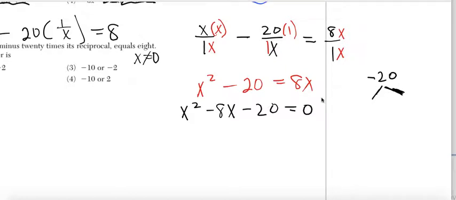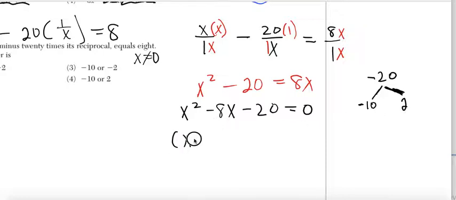So we know they have to have a product of -20 and a sum of -8. So I'm thinking, okay, 10 minus 2 is 8, right? 10 times -2 is -20, but 10 minus 2 would give me +8. So the 10 has to be negative. -10 times 2 is -20, and -10 plus 2 is -8.